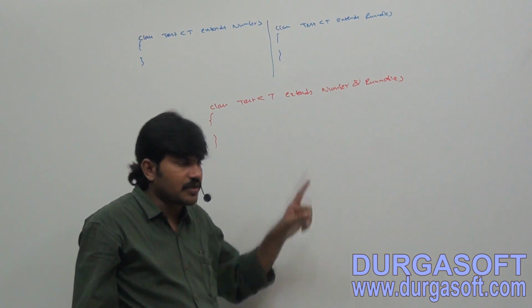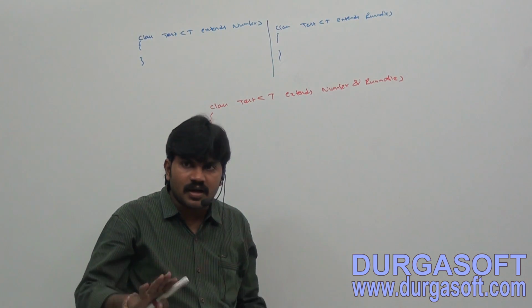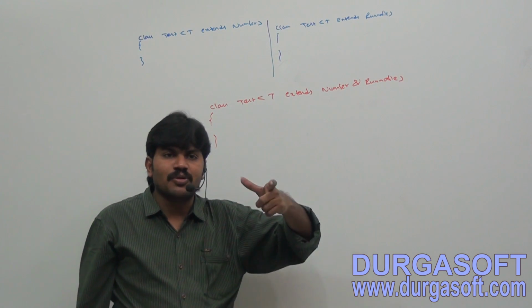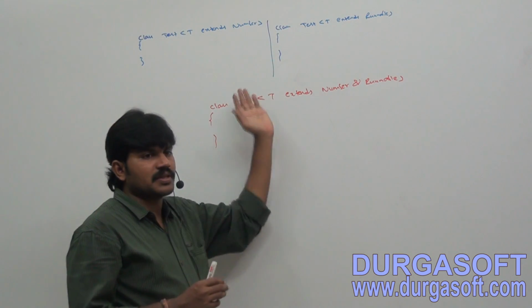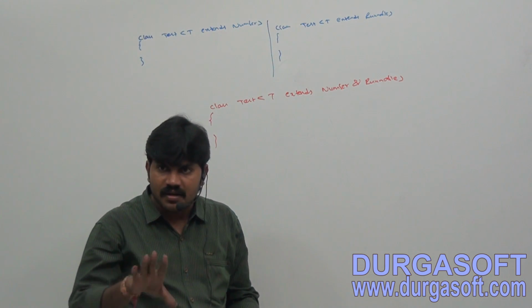Any explanation required? Which should be a child class of Number and which should implement the Runnable interface, right? So in combination also we can define a bounded type. Don't feel we can define a bounded type only with extends and only one condition. More than one condition also we can maintain. Clear for all of you?